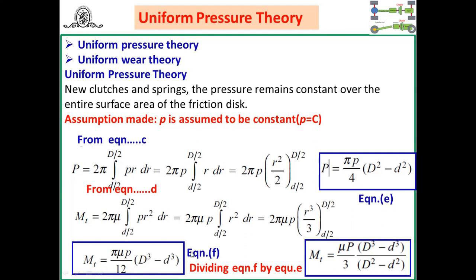Now divide this equation by P. M_T by P, if you divide this equation by this, you will get in the final expression M_T is equal to 1/3 of μ P (D cube minus small d cube) upon (D square minus small d square). This equation gives us the torque transmission of the single plate clutch when we use uniform pressure theory. In other words, according to uniform pressure theory, torque transmitted by a single plate clutch is given by this equation. Remember this. Now let us see the uniform wear theory.